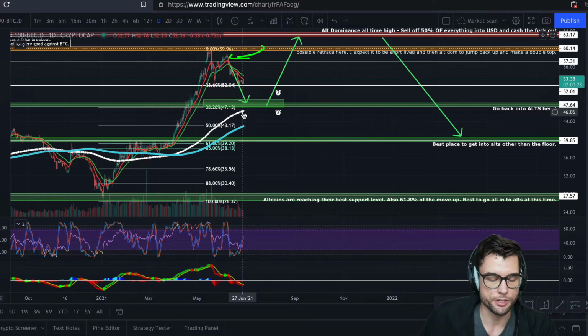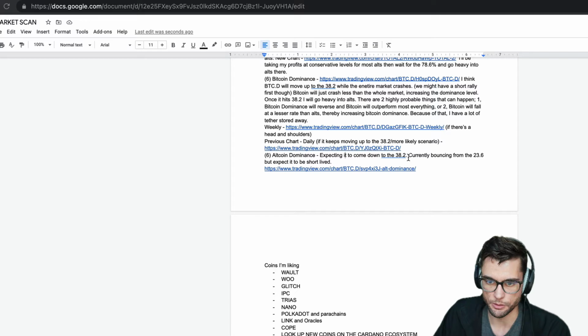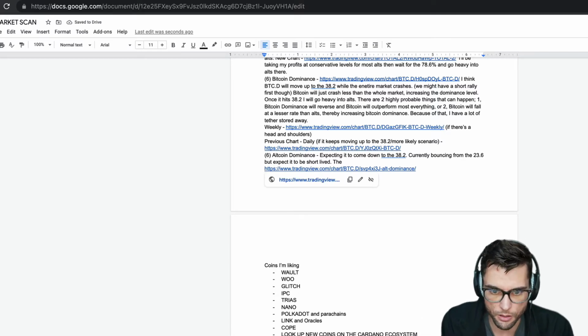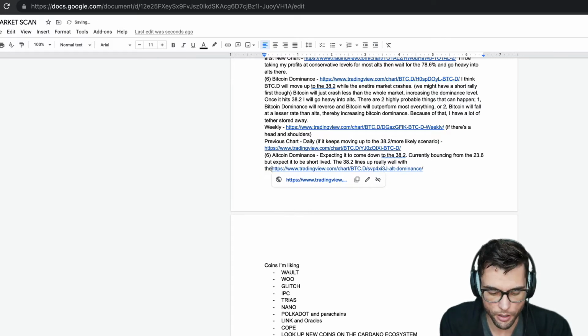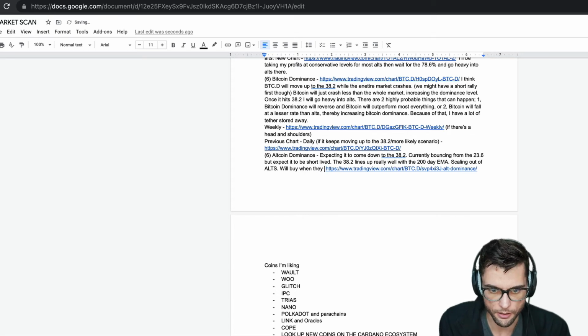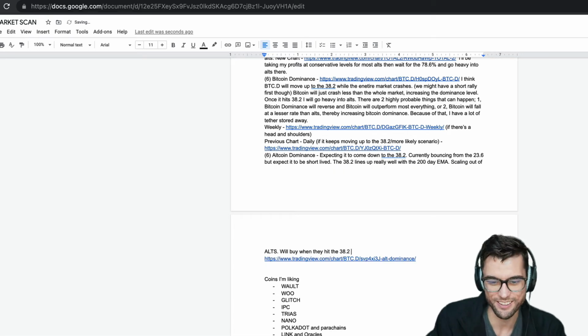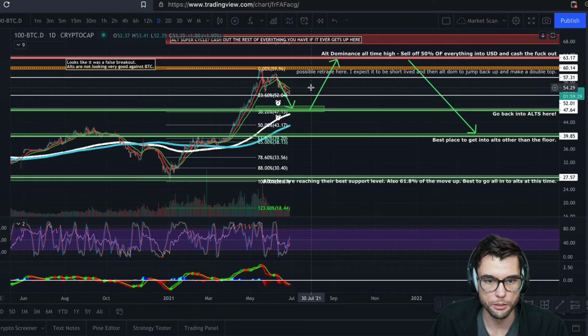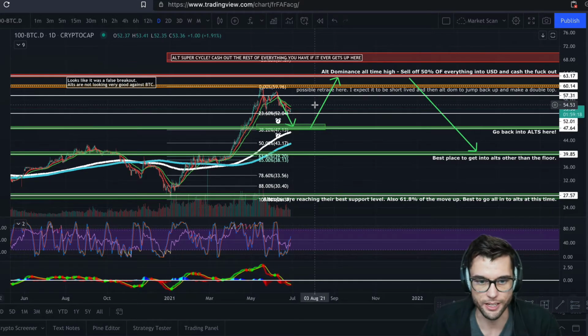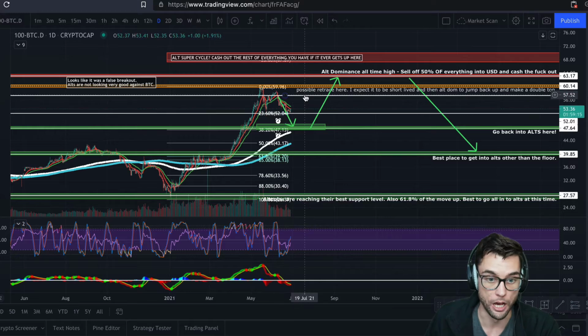So the 38.2, I need to write this down. Currently bouncing from the 23.6, but the 38.2 lines up really well with the 200-day EMA. Scaling out of alts. Will buy when they hit the 38.2. I don't know how many more times I have to say it. Yeah, it's looking like it'll come up, probably to like here-ish or something like that, but it doesn't usually bounce like this and then go back up, is what I'm saying.